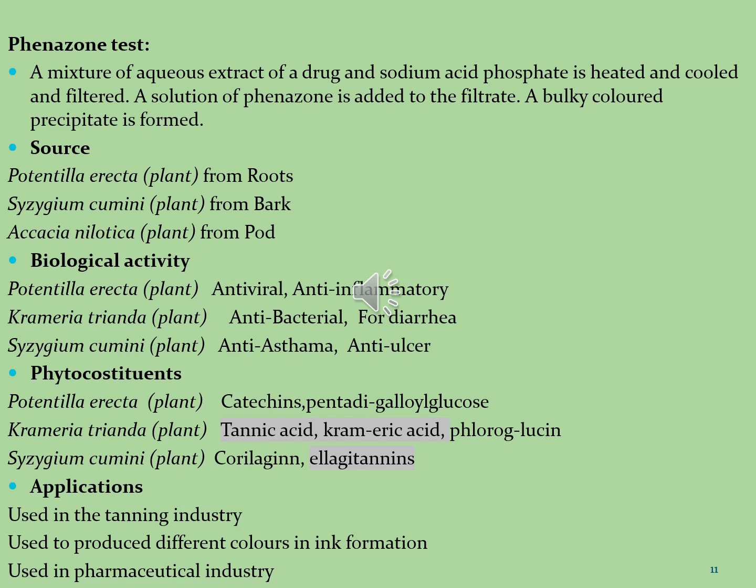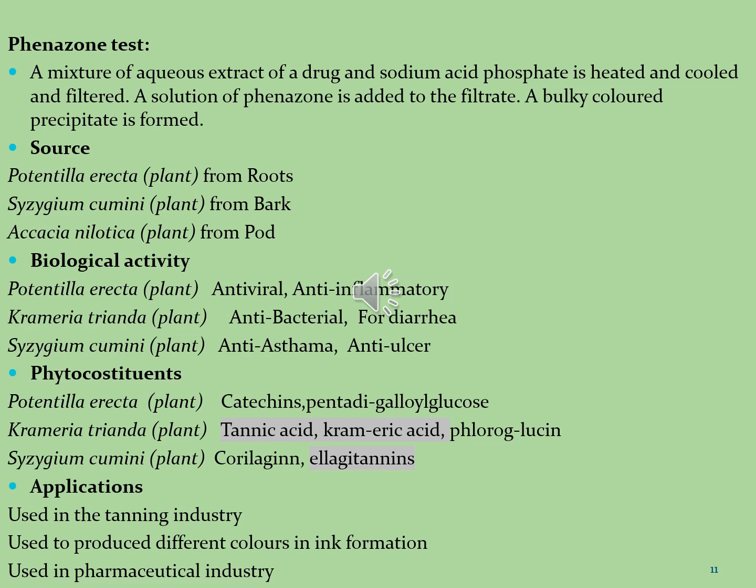The second molecule is ellagitannins. Ellagitannins are bioactive polyphenols that are found in some fruits, nuts, and seeds such as pomegranates, black raspberries, strawberries, walnuts, and almonds. These are used as universal phytoconstituents.